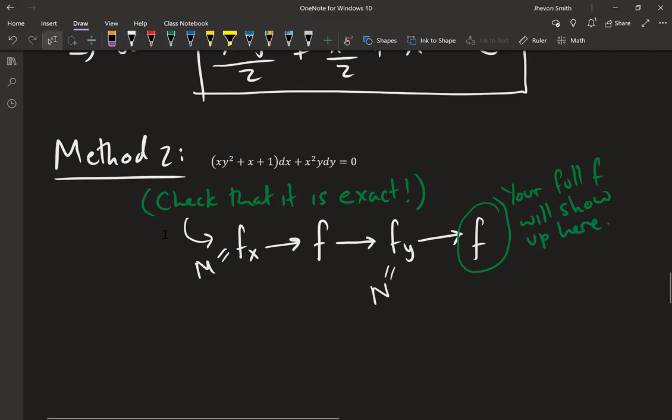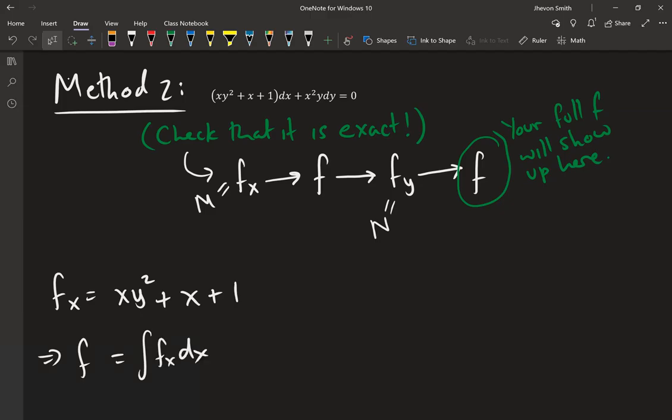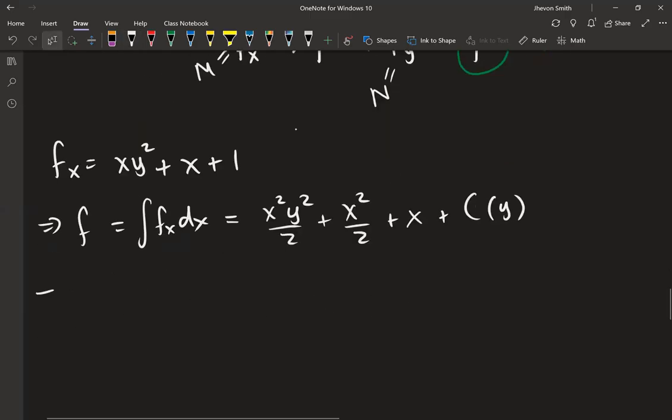So let's see what that's going to look like. We have this, and I checked that it's exact. Now I'm going to start with f sub x. F sub x is equal to this. I am going to integrate to get to f, so I integrate with respect to x, integrating f sub x dx. This is going to give me x squared y squared over 2 plus x squared over 2 plus x plus some constant that's potentially a function of y.